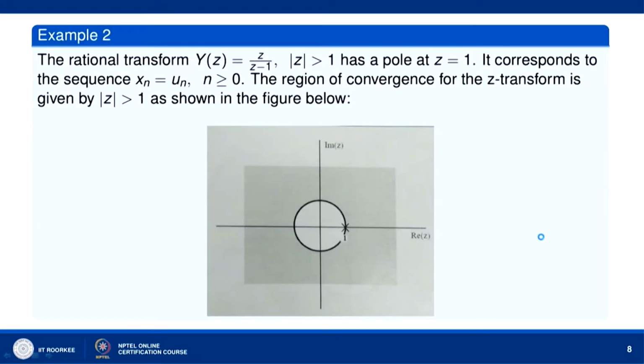Now, let us consider X(z) equal to z over z minus 1. You can see that it has a pole at z equal to 1, and the region of convergence is mod of z greater than 1. It corresponds to the sequence, you know that z over z minus 1 is the Z transform of the sequence 1 to the power n. The Z transform of 1 to the power n is z over z minus 1, and 1 to the power n is also written as u[n].